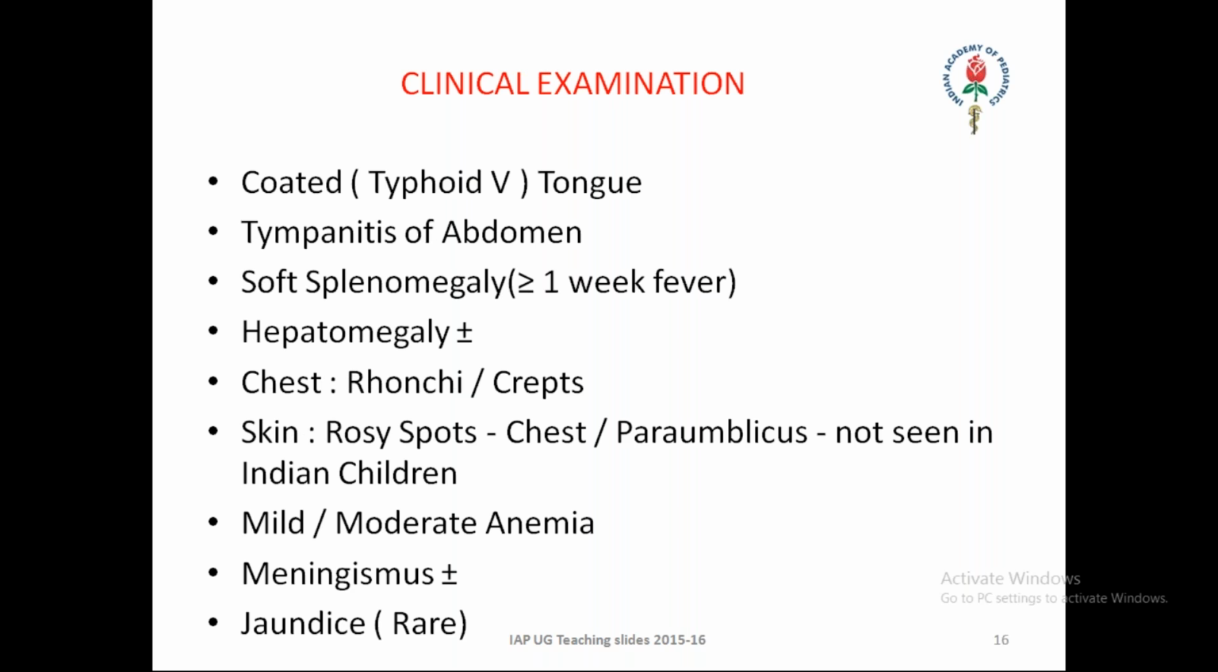Coming to the clinical examination, on head to toe examination we can see a coated tongue, tympanitis of the abdomen, and soft splenomegaly. After 1 week of fever, we can observe a soft splenomegaly. Hepatomegaly might be present. Chest rhonchi or crepts might be present. Skin rosy spots, on the chest or periumbilical region, are not seen in Indian children; they are seen in Western countries. Mild or moderate anemia. Meningismus is present, and jaundice is a rare manifestation of typhoid fever.